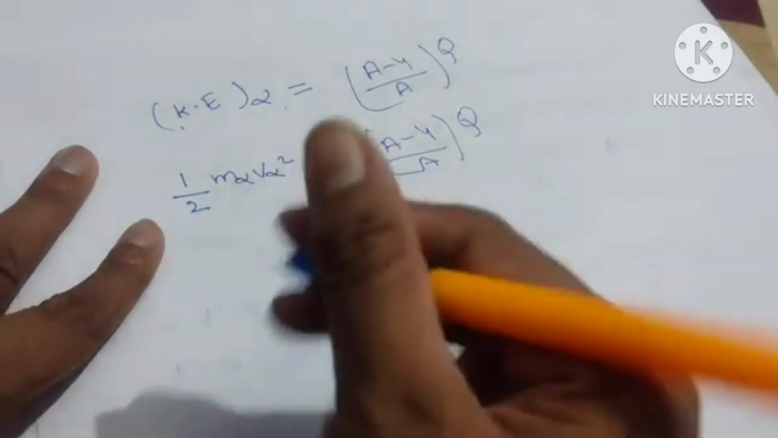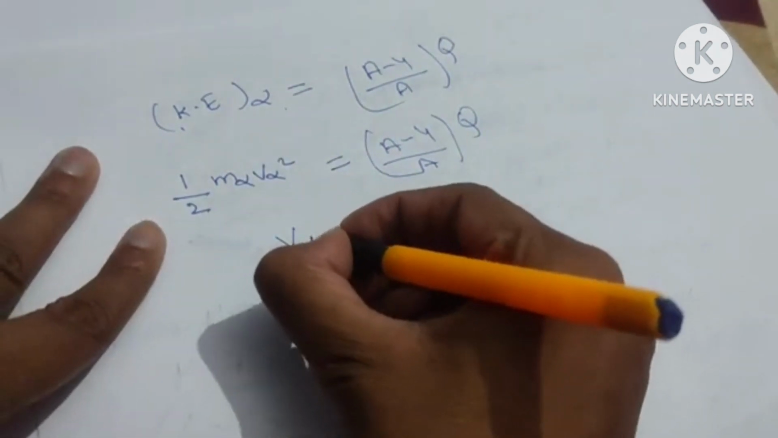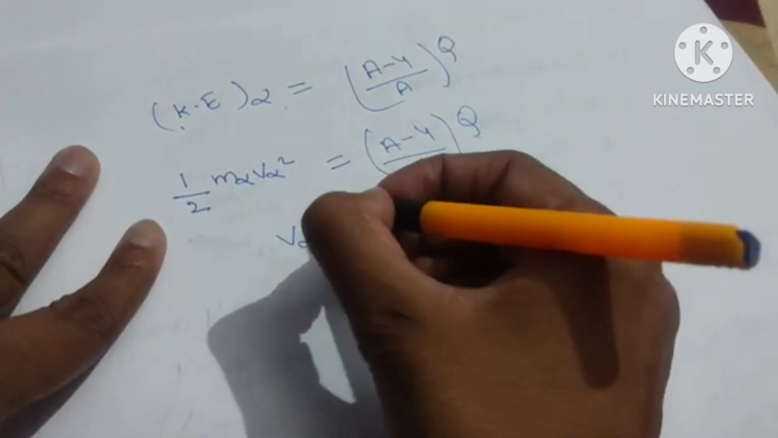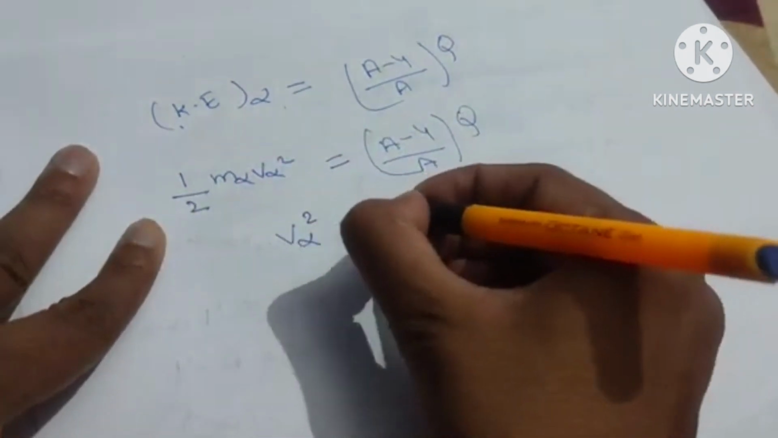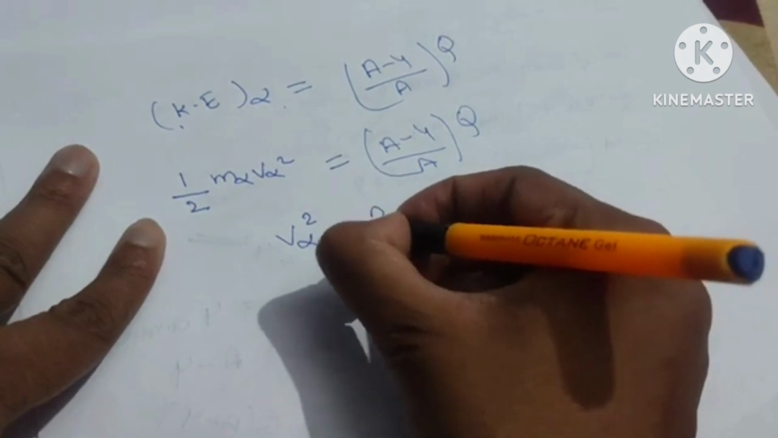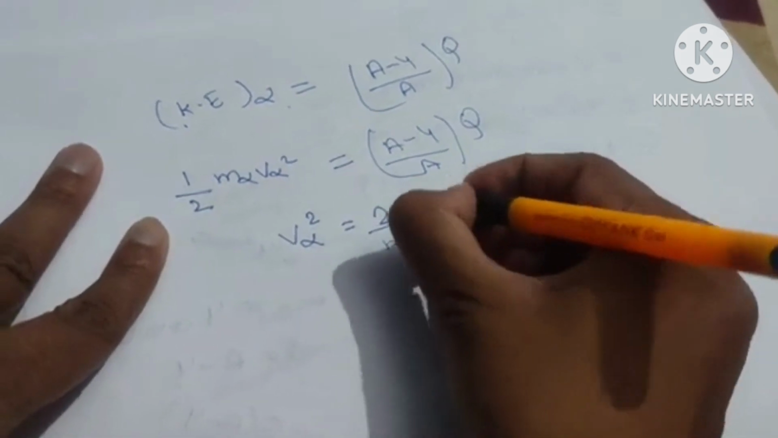Now we will separate half m alpha from here.